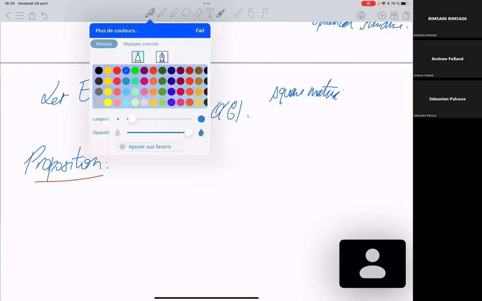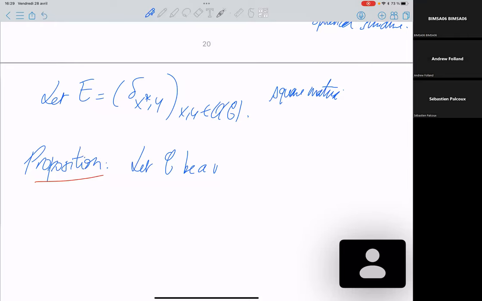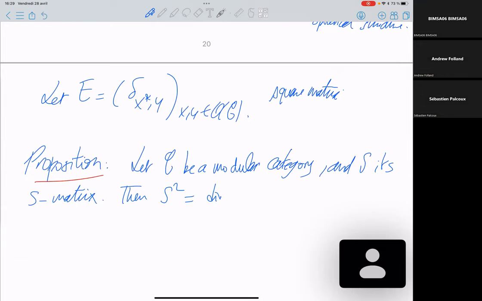So let C be a modular category, and S its S matrix. Then S square is equal to the categorical dimension of C times E.